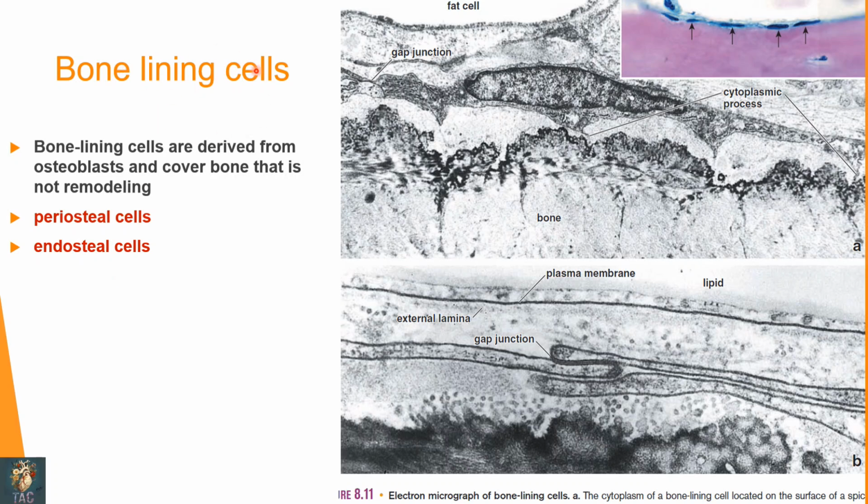So here you can see these osteoblasts. Here you can see these are the bone lining cells, and here you can see these are the bone lining cells which are present, and they are attached to each other by gap junctions. Again, you can see the bone lining cells attached to each other by gap junctions, and this is the external lamina of these bone lining cells.